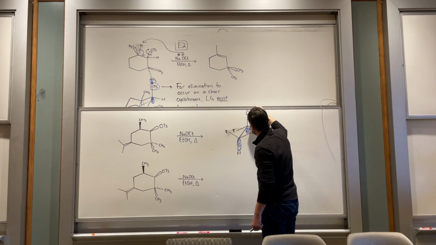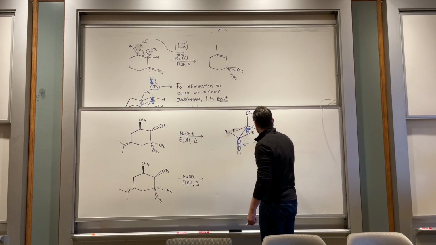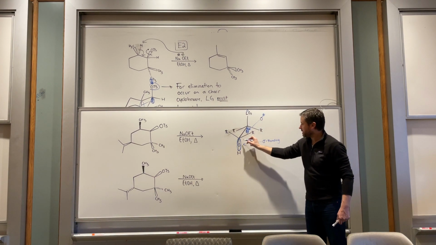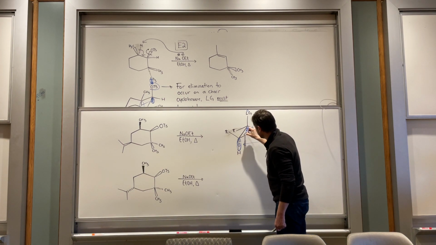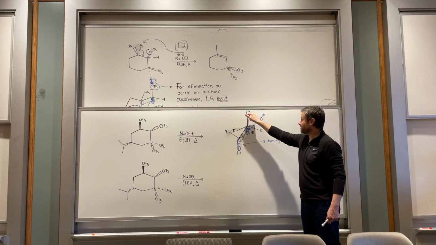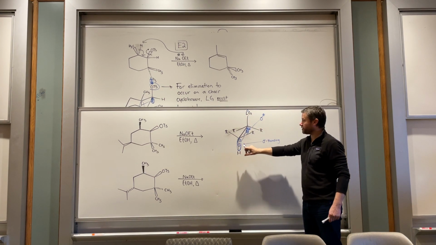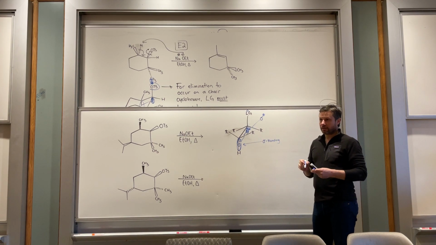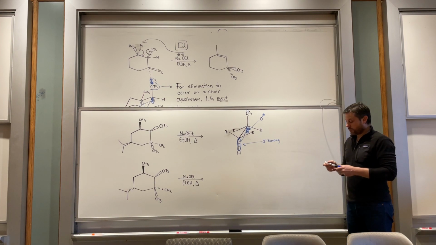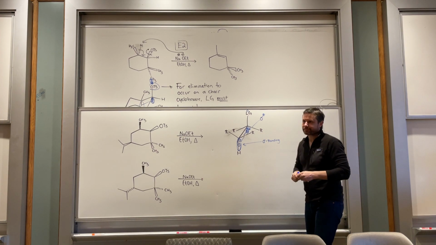Right, so this is the sigma star of the leaving group. This is the bonding orbital of the hydrogen that's being pulled, and in this case, these two orbitals are aligned. Right? The only way to accomplish this is if the leaving group and the hydrogen that's being pulled have an anti-periplanar relationship, right, or 180 degrees from one another. Because that's the only way for those orbitals to line up.